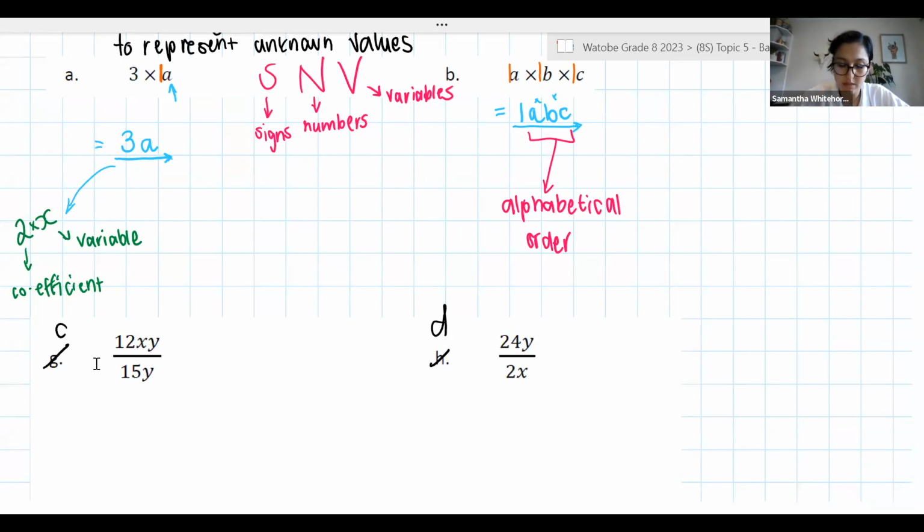Okay, I'm going to give you another minute or so. Make sure you've got everything written down, guys, so that when we do go through this, you can make corrections and you can mark.